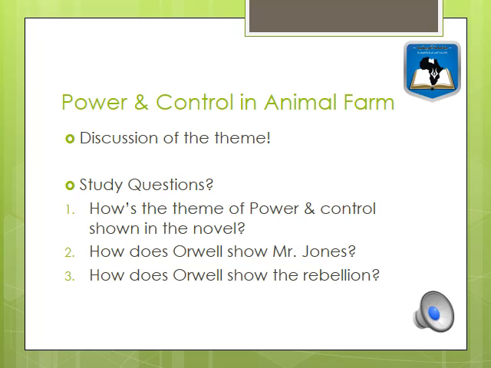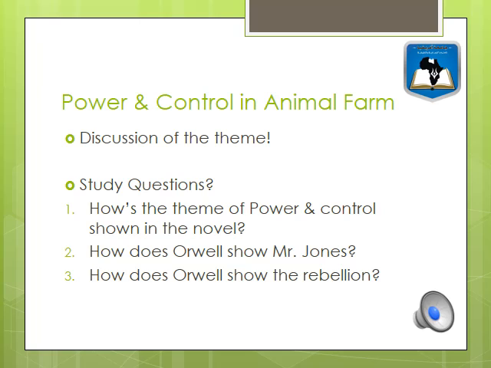Okay, now we turn to our third theme, and that's power and control in Animal Farm. So let's discuss this theme to wrap up the three themes listed in the first slide: class, equality and inequality, and power and control and corruption. How does corruption appear? So, power and control in Animal Farm.